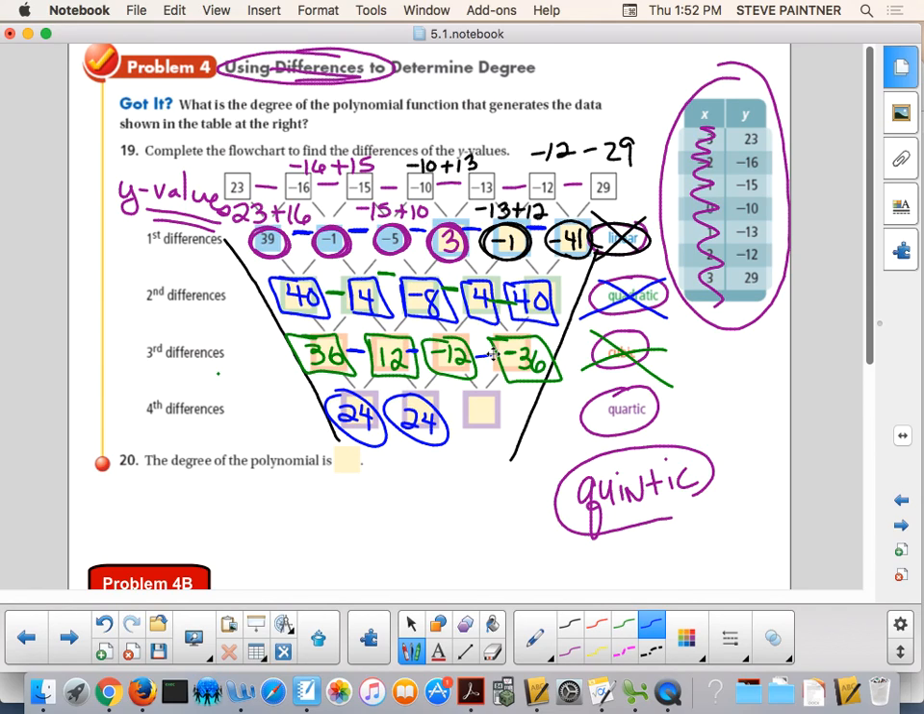Negative 12. Subtract negative 36. 24. Okay, you finally got it. You got the same number 3 times in a row. It is what? It is quartic.